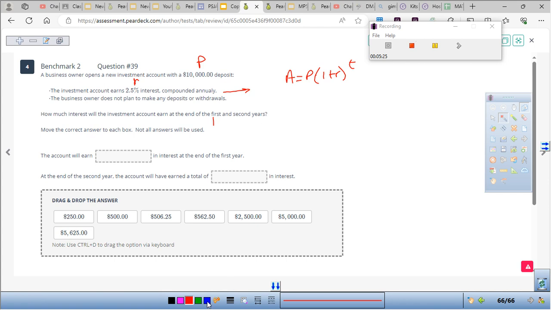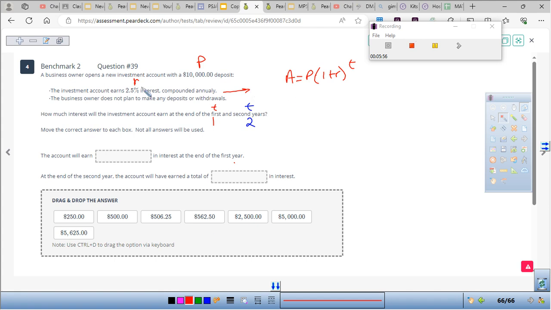Okay, so this is going to be like the other one we did a while ago. We're going to do it two different times, term 1 and term 2. Move the correct answers to each box. No answers will be used twice. The account will earn blank in interest at the end of the first year. At the end of the second year, the account will have earned a total of blank in interest. So this one says a total, but it's a total of interest, so both of them are basically asking for the interest. This is a reading question, real quick.